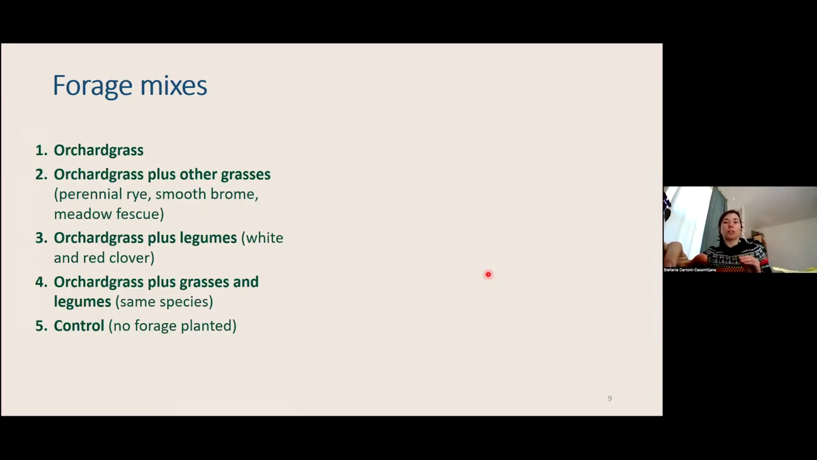And now our second question is which forage mixes or which species might be better suited for silvopasture. We compared 4 mixes. The first mix is just orchard grass. The second mix, we established orchard grass and we added perennial rye, smooth brome, and meadow fescue. The third mix was orchard grass plus white and red clover. And the fourth mix was orchard grass plus all the grasses and all the legumes.